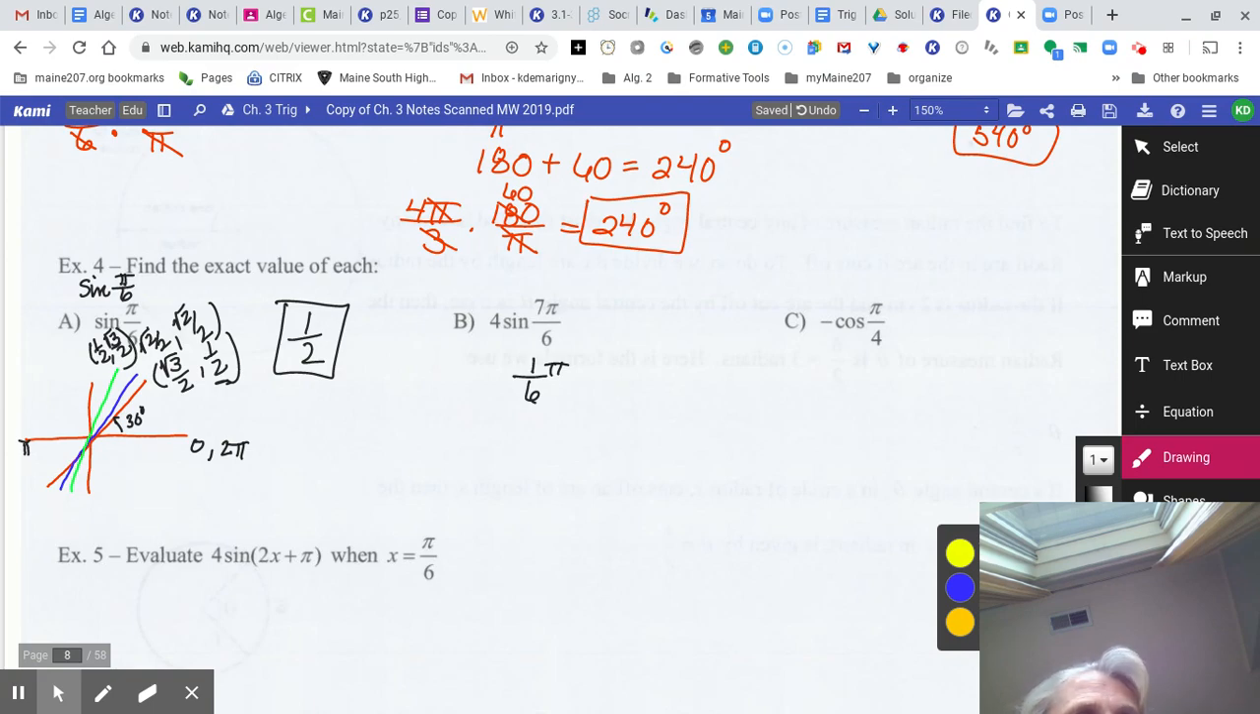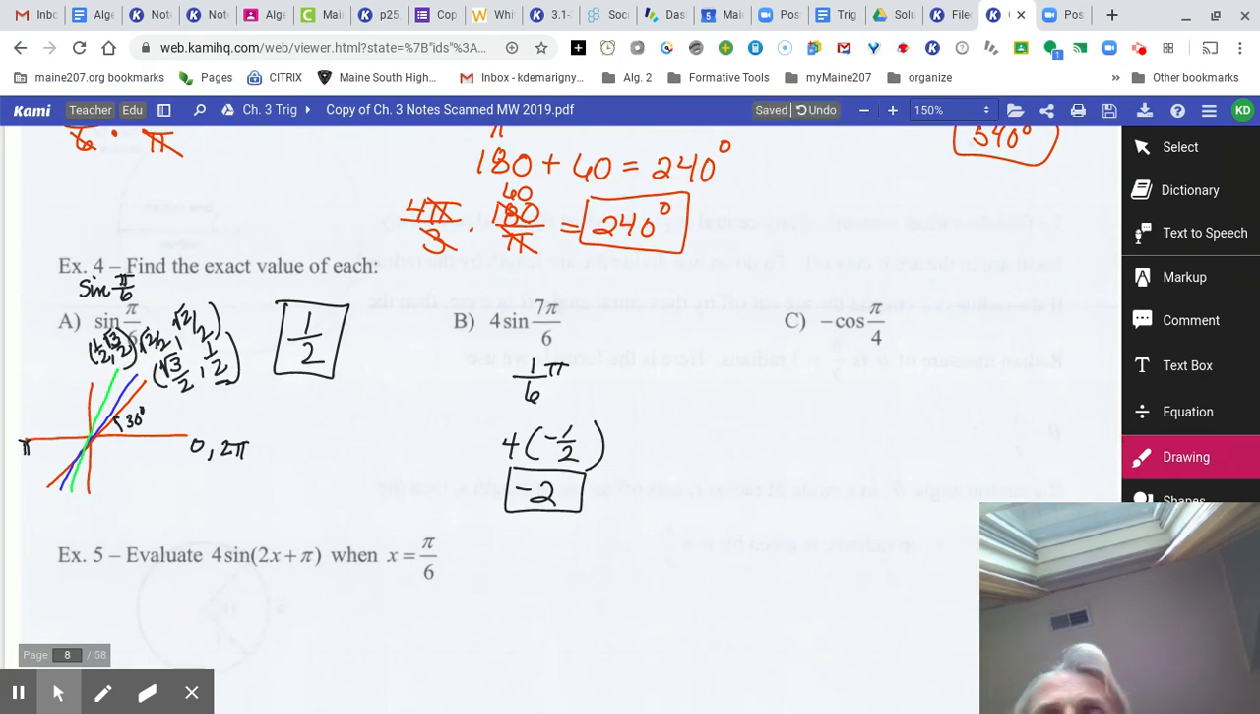So that means you're here with a 30-degree reference triangle. And your 30-degree reference triangle, then remember you're in the third quadrant, is going to be a negative 1/2. So you have 4 times a negative 1/2, and that's going to tell you that your exact value is negative 2.